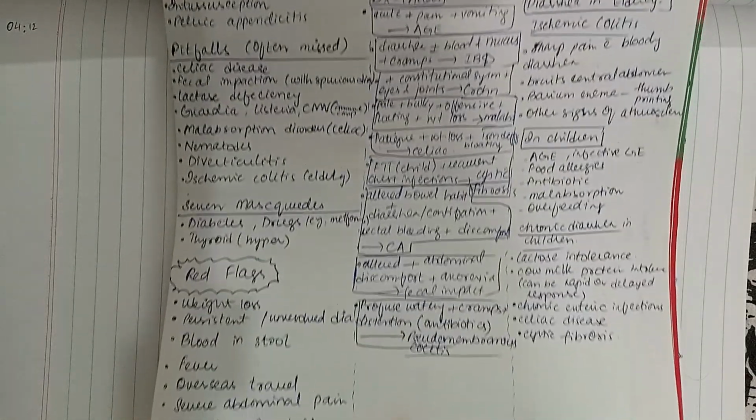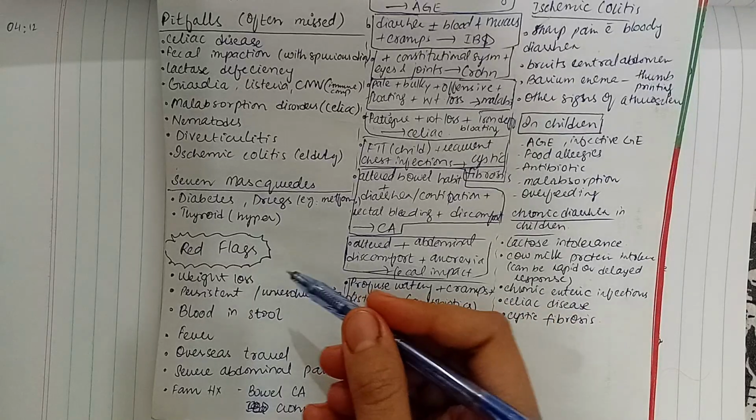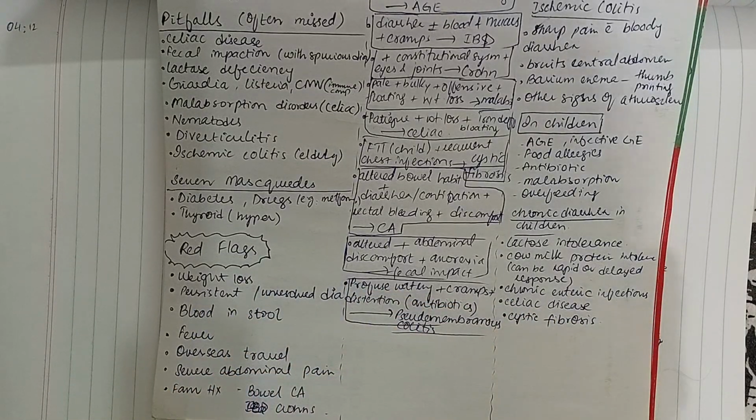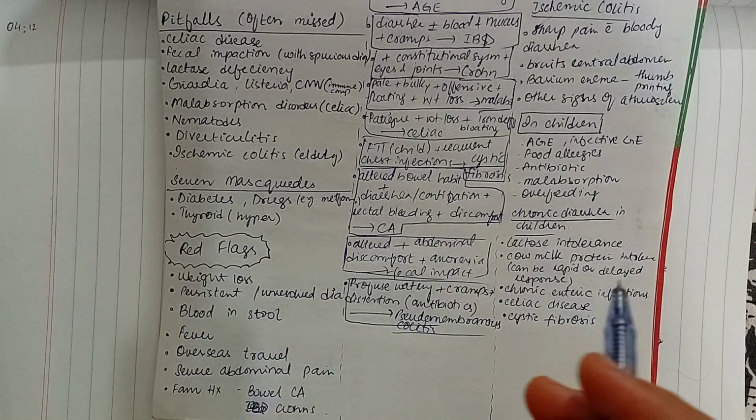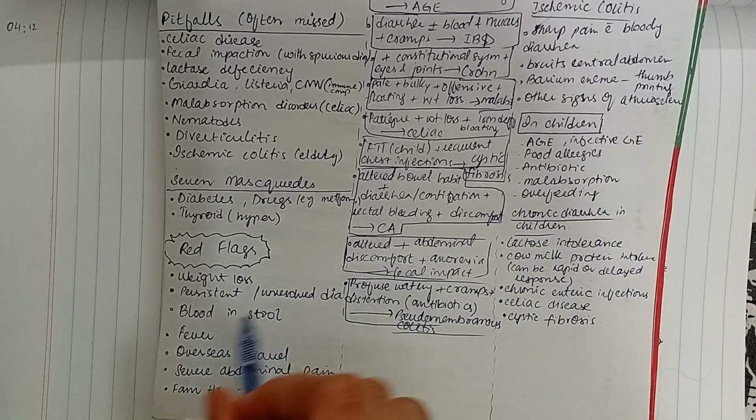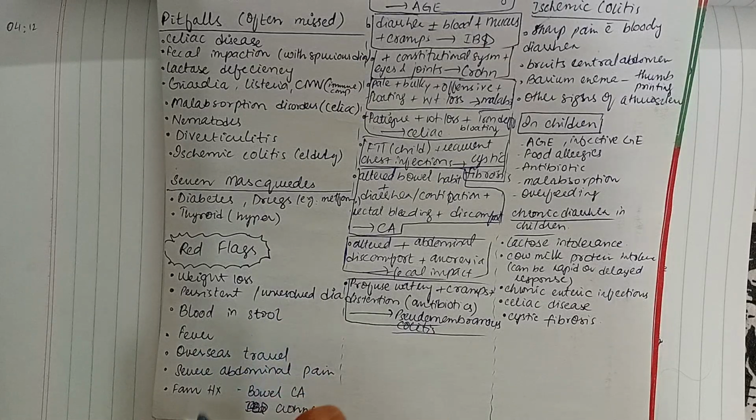What are the red flags along with diarrhea? If a patient complains of weight loss, unexplained weight loss, and there is persistent unresolved diarrhea, and there is blood in his stool, the patient is having fever along with the diarrhea, overseas travel, and severe abdominal pain, family history of bowel cancer and Crohn's disease. These can be the red flags if a patient is coming to you with diarrhea, and you have to look for these red flags in these patients.